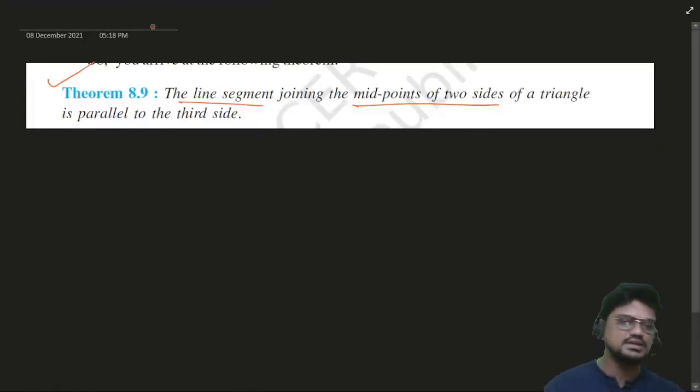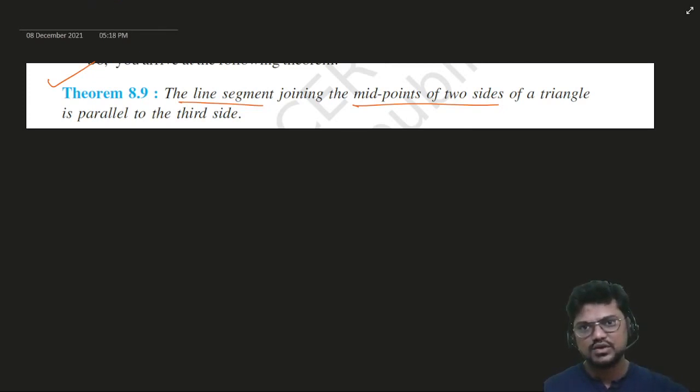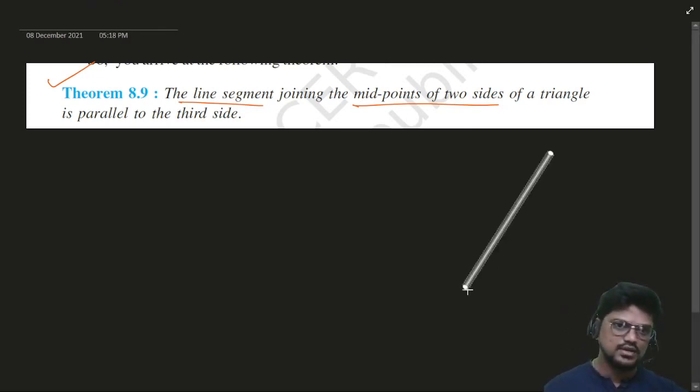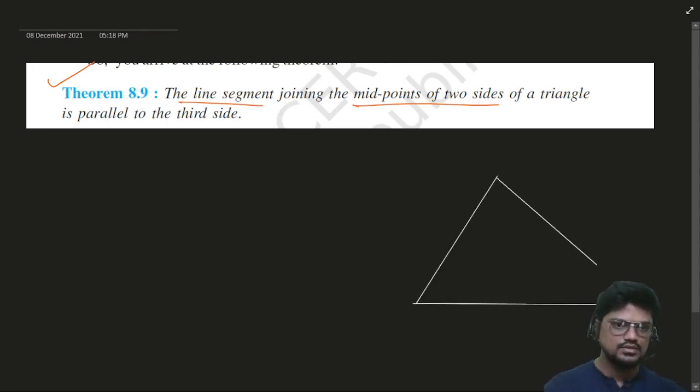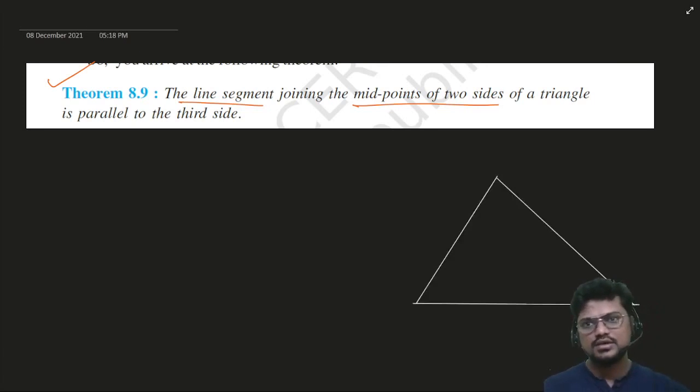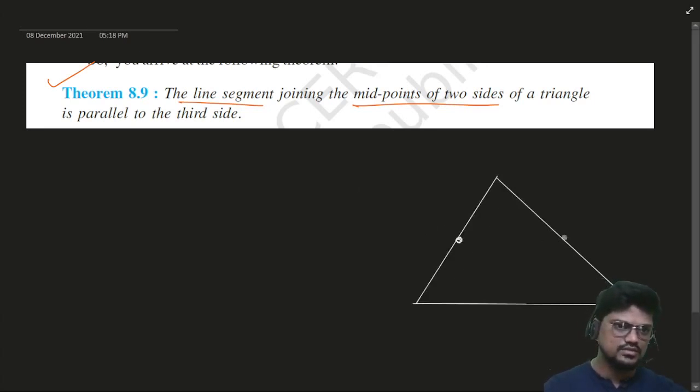Now the actual statement is this. For the midpoint theorem, the line segment joining the midpoint of two sides of a triangle is parallel to the third side. Now see how we have to prove it. Suppose this is your triangle, and these are the two midpoints. We knew that these two points are the midpoints. If this is A, B, and C, this is E, and this is F. Now what is given in this?